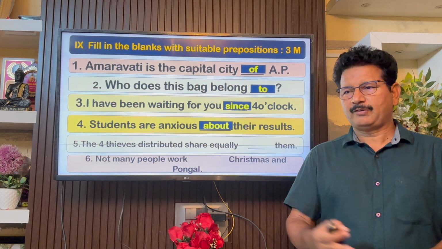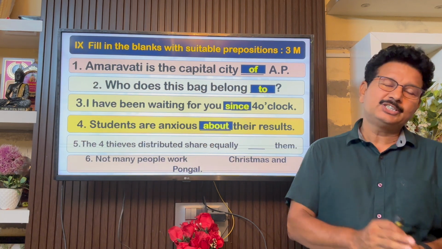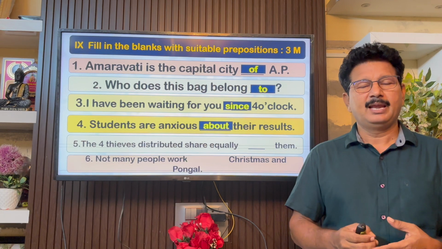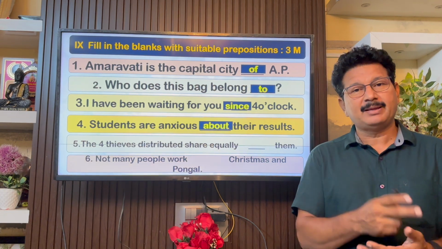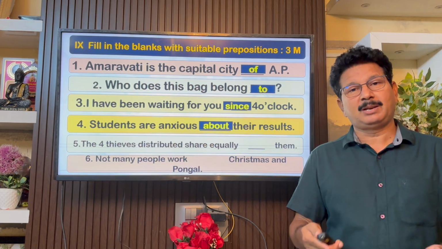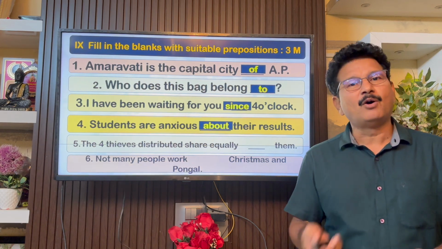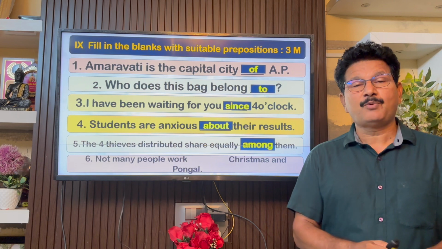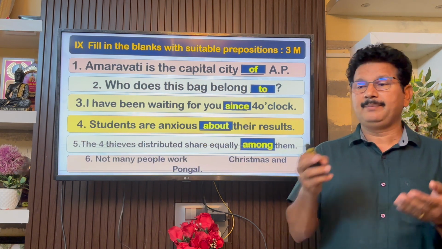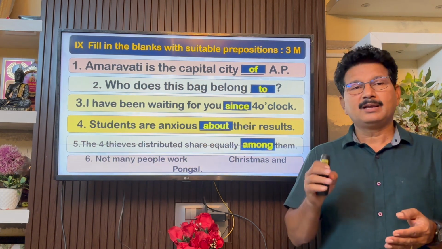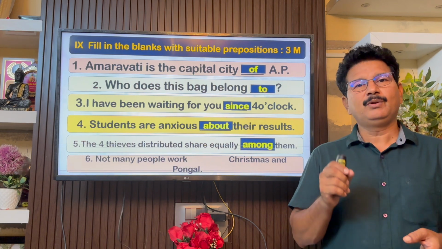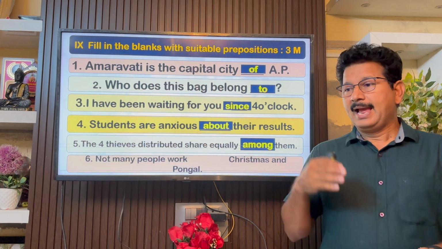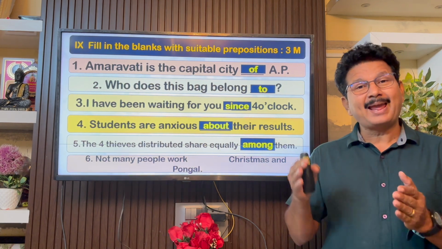And when you come to the fifth one, the property is distributed, share equally dash them. If it is only 2 people, you have to say between them. But if it is more than 2 or 3 people, you have to say among them. Right? Now, another, the sixth question, is very, very important. If you observe very clearly, not many people work. If you say only Christmas, you will use on Christmas or on any festival. And the second one is, it is followed by and.